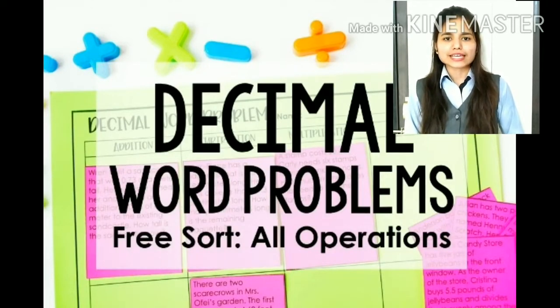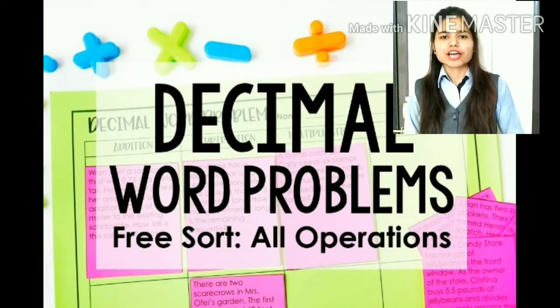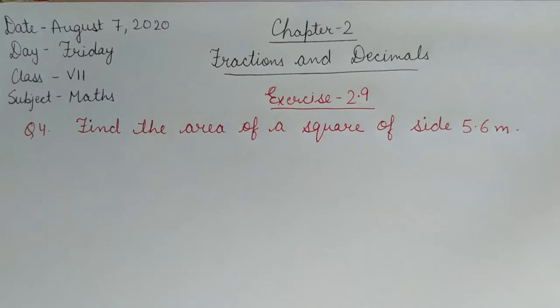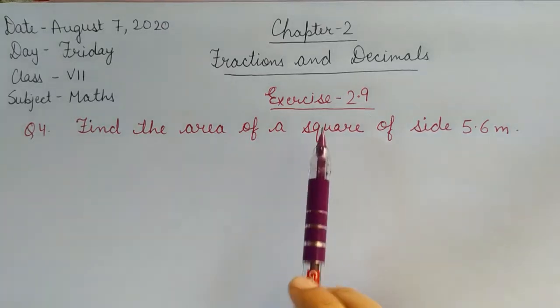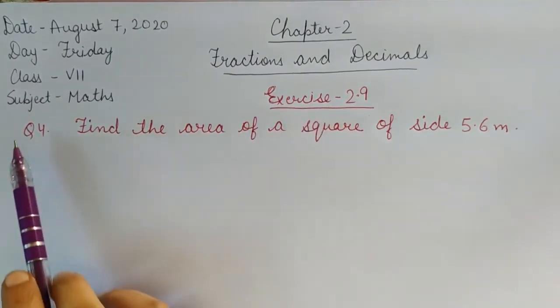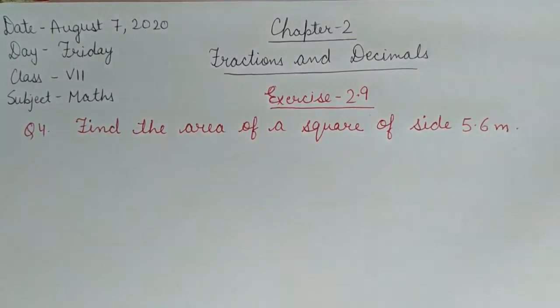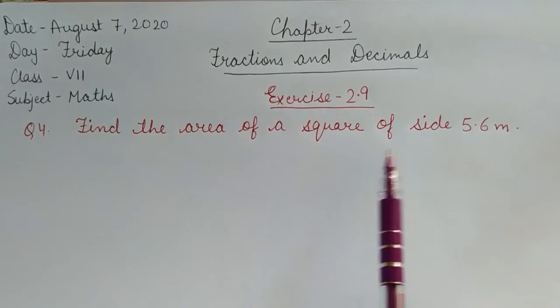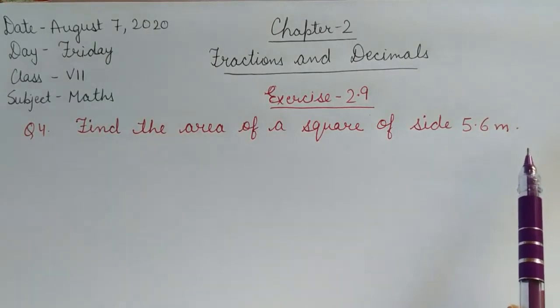We were doing our second chapter and in that we have started word problems of decimals. Let's continue it. So today we will start with exercise 2.9, question number 4, as we have done till question number 3 yesterday. Now question number 4 is: find the area of a square of side 5.6 meter.